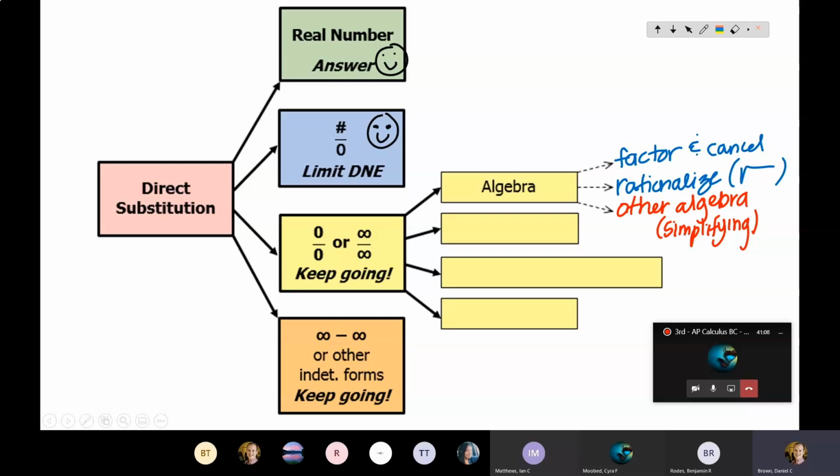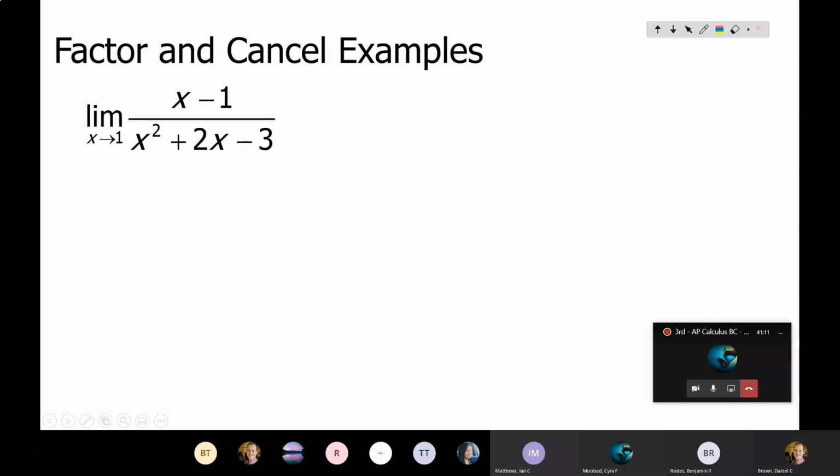So the first example that we're going to look at is going to be a factor and cancel one. This was the example that we already did when we did direct substitution. You always want to try direct substitution first. You don't have to show your work for that one, but when we did, I'm going to put this in a thought bubble because it's happening inside my head. Plugging in 1, 1 minus 1 is 0, and then I had 1 plus 2, which is 3, minus 3 is 0. So we know that this is an issue where we need to keep going.